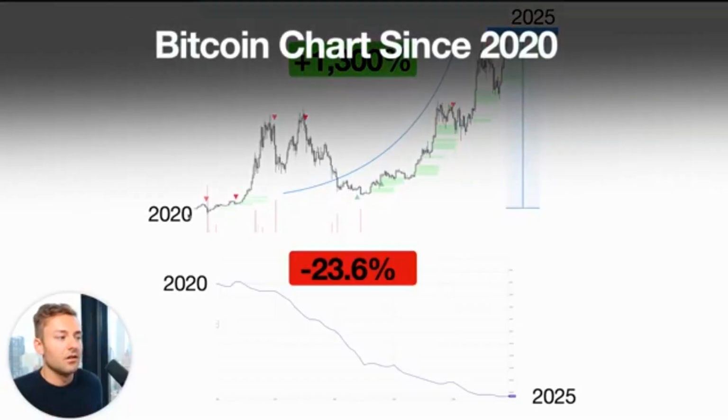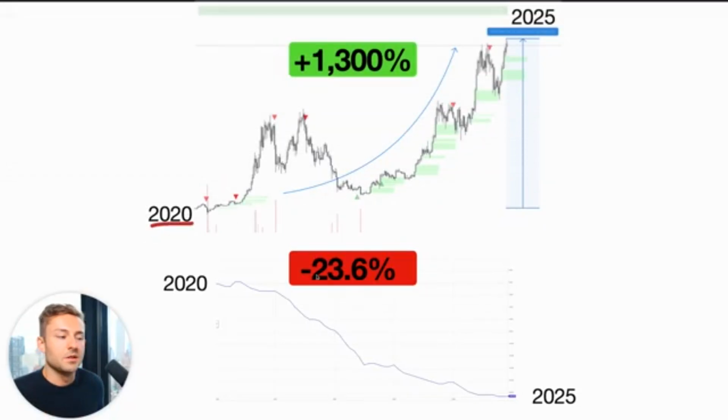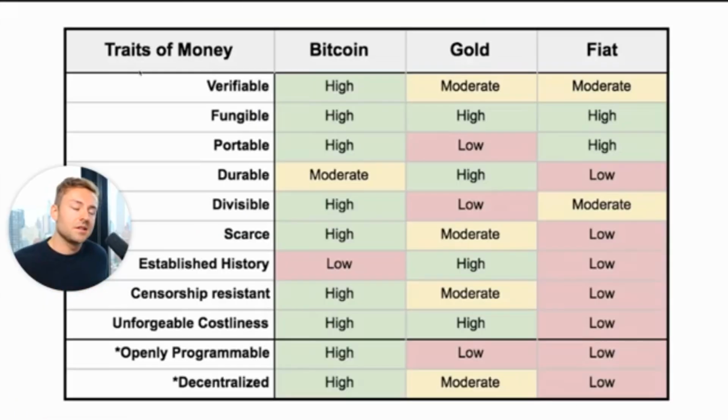Conversely, this is the chart of Bitcoin since 2020. Like we said, negative 23.6% purchasing power on the dollar, plus over 1,300% gain in the same amount of time in Bitcoin. Considering Bitcoin is a store of value token, we can start to see how these two are inversely correlated. And as an investor, I think it's important to understand what the actual traits of money are.